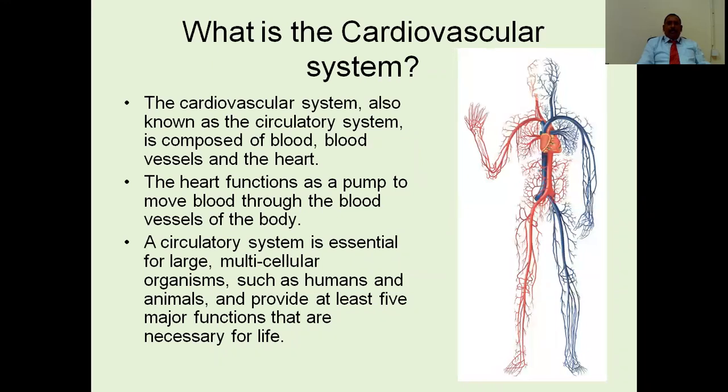So, what is the cardiovascular system? The cardiovascular system, also known as the circulatory system, is composed of blood vessels and the heart, which takes blood all over the body. The heart functions as a pump to move this blood throughout the body's blood vessels. The circulatory system is essential for large multicellular organisms like humans and animals, and it provides at least five major functions that are necessary for our body.